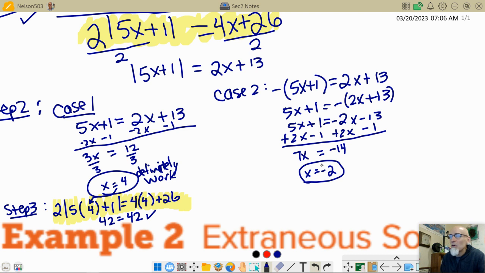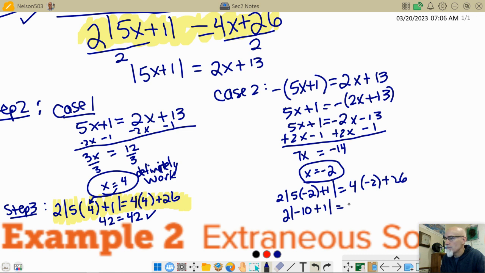Over here, I'm going to take my negative 2 and plug it into my equation. So I get 2 times, I don't want a parenthesis there, I want an absolute value. 2 times the absolute value of 5 times negative 2, plus 1, absolute value bar, equals 4 times negative 2 plus 26. All right, what do we get? Negative 10, right? Negative 10 plus 1 is negative 9. I better write some of this down. Negatives get a little tricky, don't they? On the other side, I got 4 times negative 2, which is negative 8. Negative 8 plus 26 is 18.